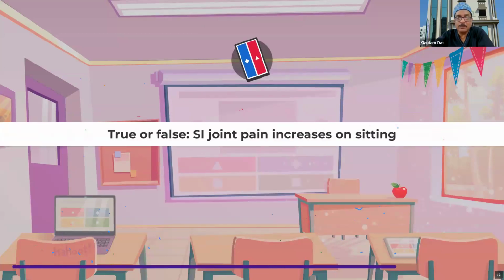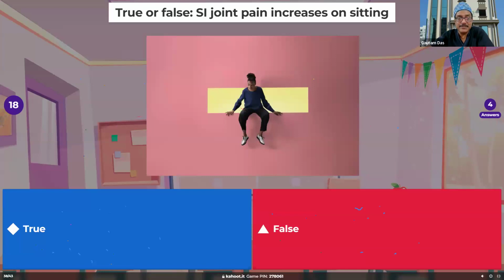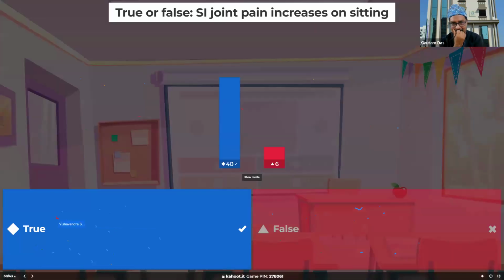True or false? SI joint pain increases on sitting. Again, majority answered right. Sitting will increase the sacroiliac joint pain, and prolonged standing will also increase the pain. Otherwise, standing from sitting is going to reduce the sacroiliac joint pain. Sitting increases it. Remember this rule.